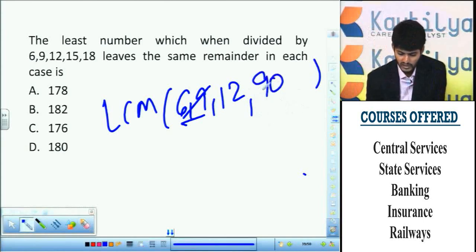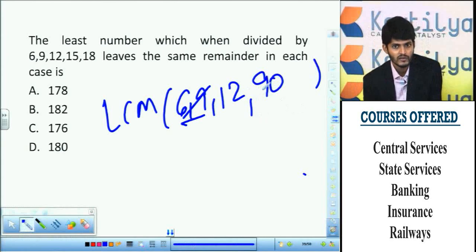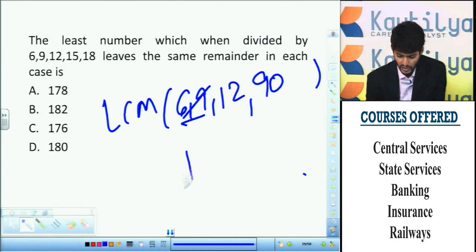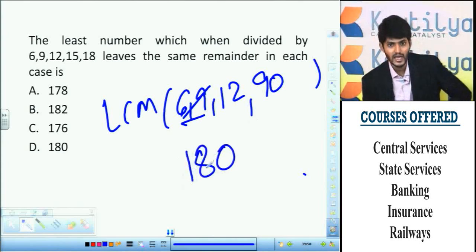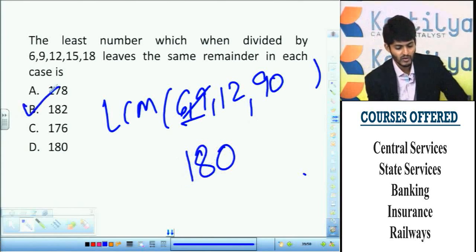Now I want to find the LCM of 12 and 90. Obviously this number has to end with 0 if it has to be 90. 12 will not divide 90. So if I double 90, I will get 180. Yes, 12 divides 180. So the number is 180. But he said when it is divided by all these numbers, it has to give the same remainder. So it has to be in excess of 180. So the answer here would be 182. If you divide it by 6, the remainder would be 2, 9 also 2, 12 also 2, 15 also 2, 18 also 2. So this is your LCM model 1. So the answer would be 182.